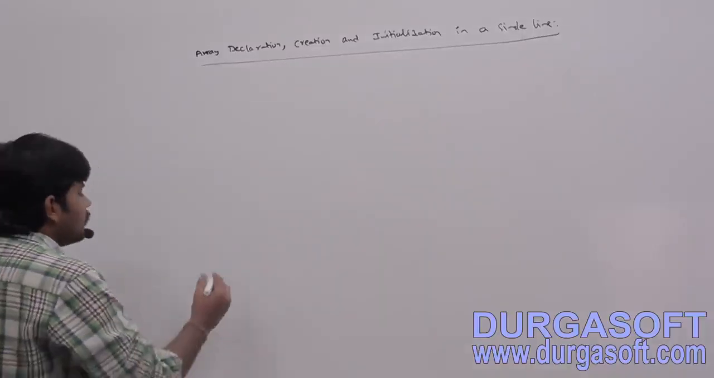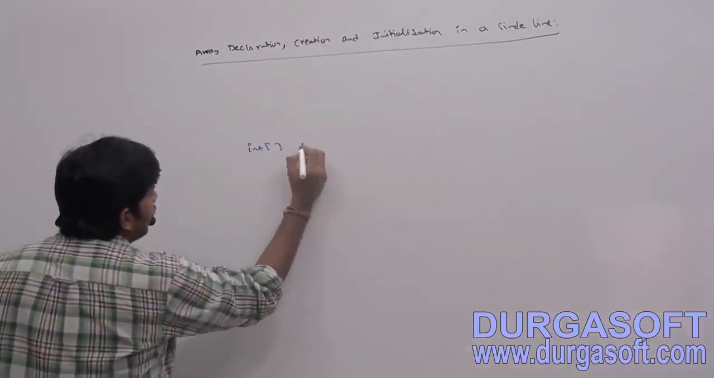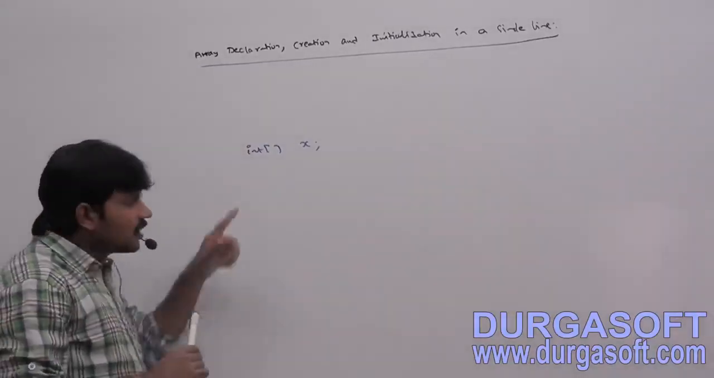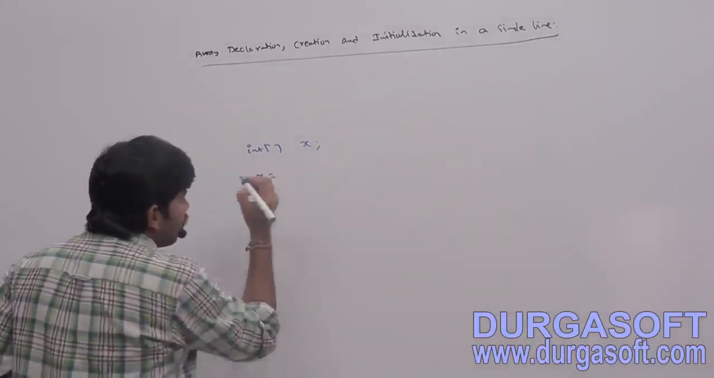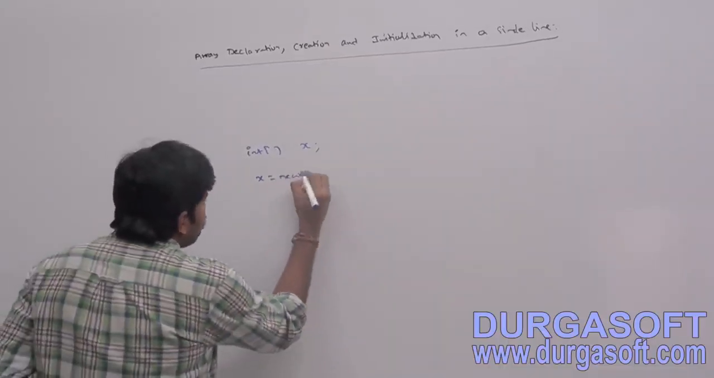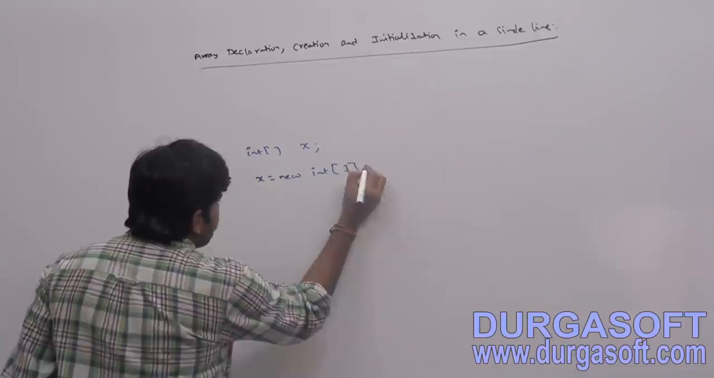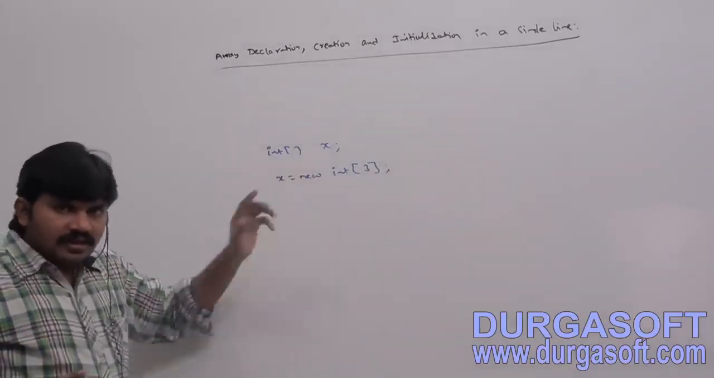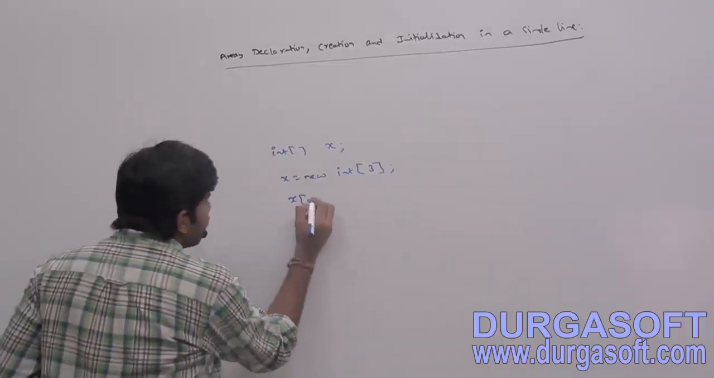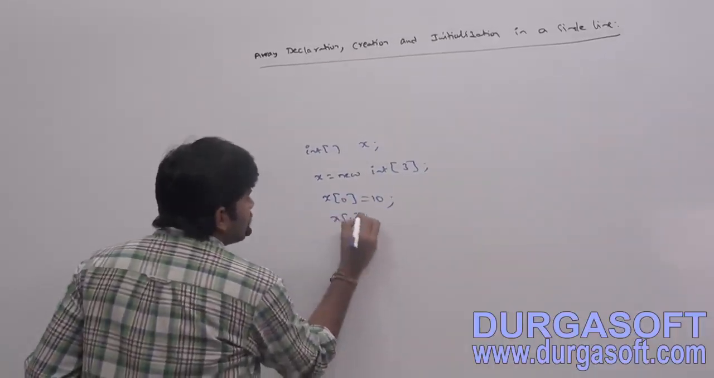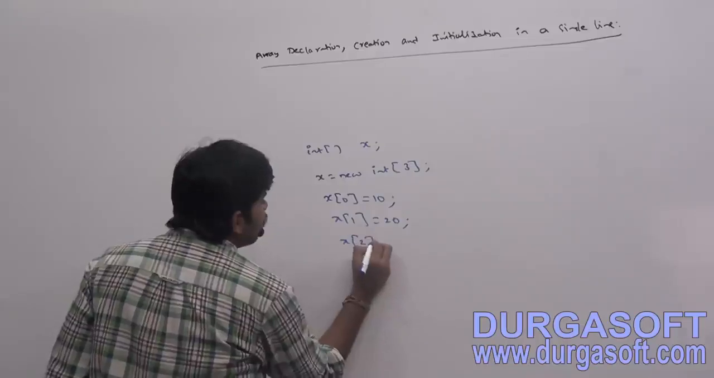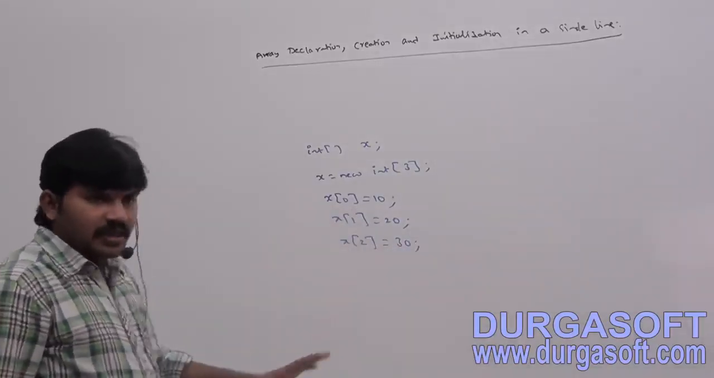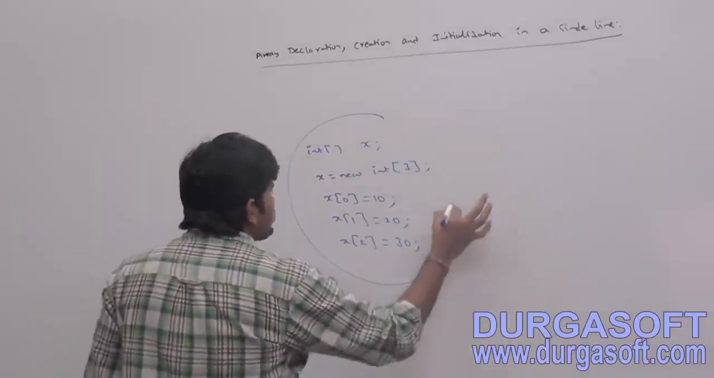Best example, just observe. I am taking int array x. Can you tell what I am doing? I am declaring an array. Then x is equal to new int array of 3. What did I do? I created it. In the first line, declared. Second line, created. And then x of 0 is equal to 10, x of 1 is equal to 20, x of 2 is equal to 30. Are you getting it? 10, 20, 30. What did I do? Initialization.